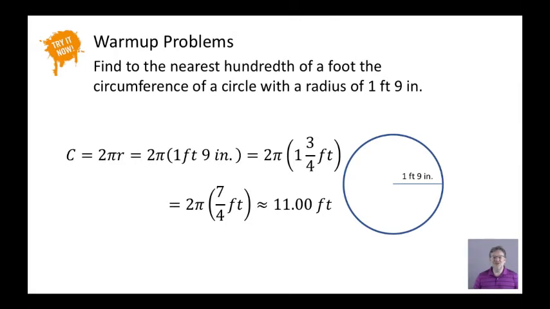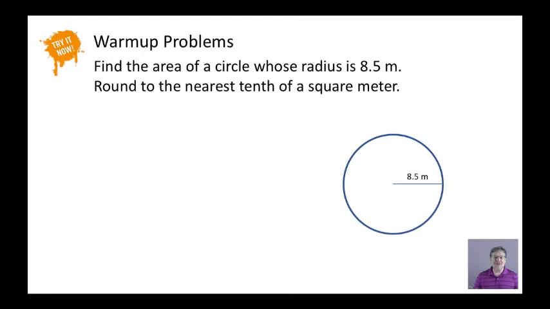In addition to taking a look at circumference of a circle last time, we also took a look at the area of a circle, and I'd like for us to review that as well. Let's find the area of this circle, whose radius is 8.5 meters, rounded to the nearest tenth of a square meter. Take some time for that.